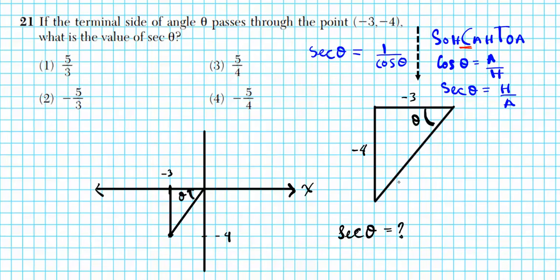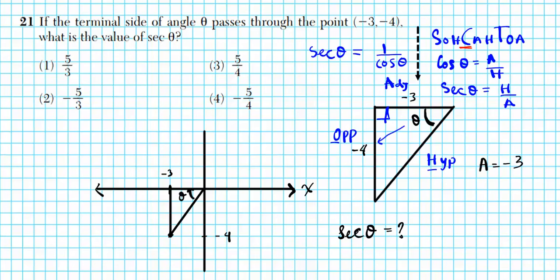Okay, now, let's see. If this is the angle, then the side opposite the angle is called what? The side opposite the angle is your opposite. The longest side is the side opposite the 90-degree angle. That's your hypotenuse. We don't know what that is. And then we have our adjacent over here. Our adjacent is -3. Okay, so we know A is -3. Now, how do we find H?